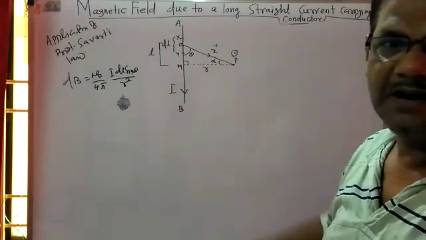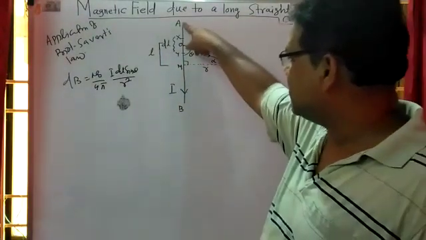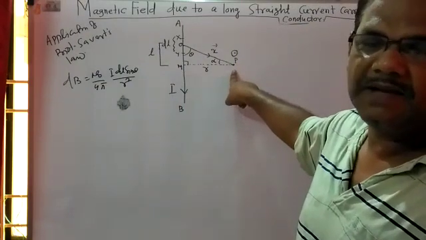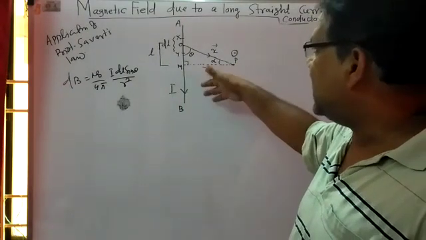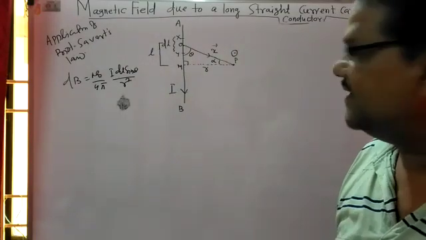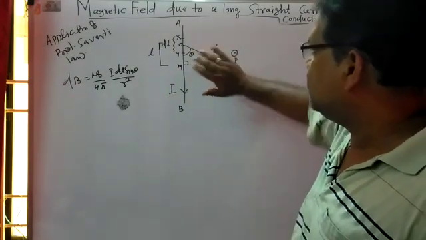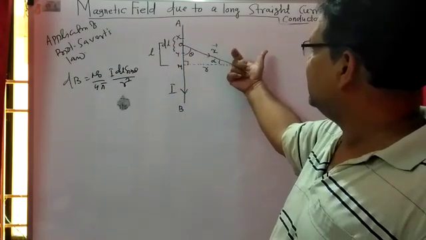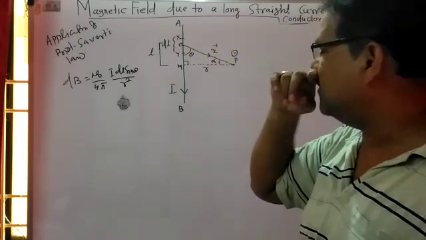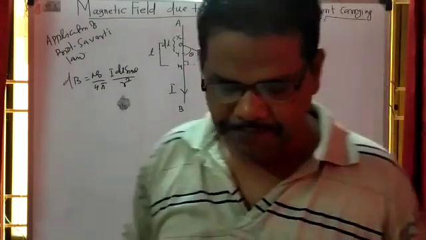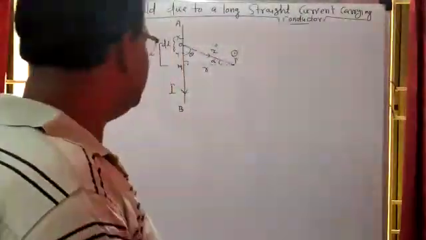AB is a long straight conductor carrying current I from A to B, and P is the required point where you need to calculate the magnetic induction. As per the right hand thumb rule, we can find the direction of the magnetic induction. The magnetic field at point P will be directed outward. Here you want to calculate the magnitude of the magnetic induction at point P.